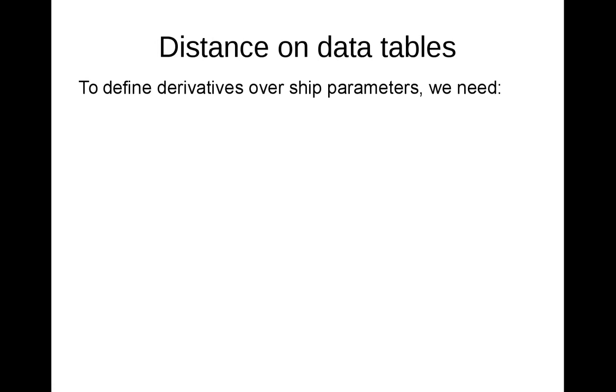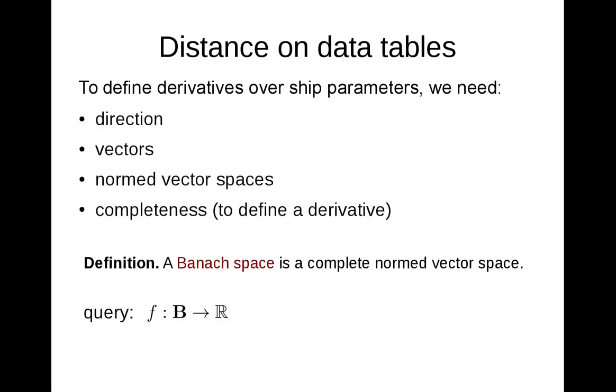If we come back to our example, we have ships parameters and we want to define derivatives for these SQL workflows over this table of ships and table of islands. So we quite naturally end up with Banach spaces. So the Banach space is a vector space which is equipped with norms and which is complete. And we think of our set of possible databases as a Banach space.